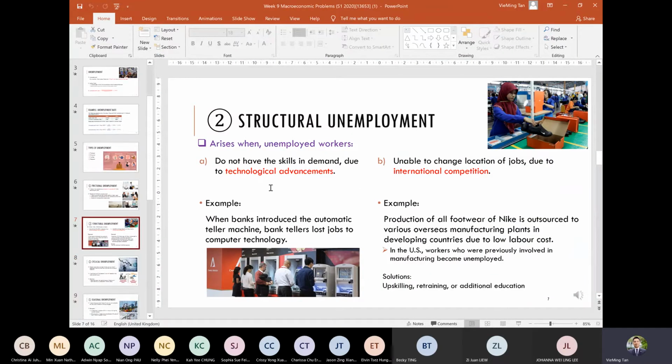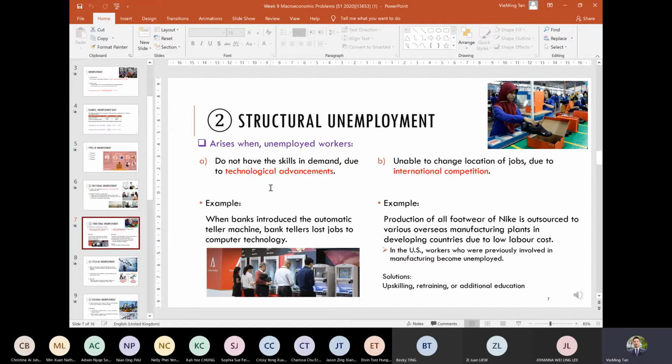So the second type of unemployment will be structural unemployment. This is due to the change of job demand on the skills required of the workers. If the workers do not have the skills that meet the current demand, they may not be able to get a job. So this type of people will be considered as structurally unemployed. It can be because that person may not have sufficient knowledge of technology to deal with the job.